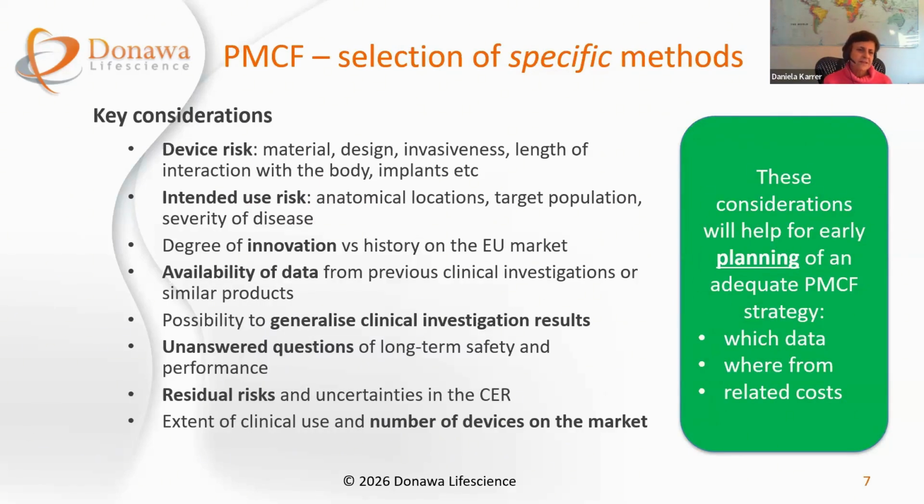But the device risk, it's the risk classification that takes into account the material design, invasiveness, length of interaction with the body, whether it's an implant or not, etc. And that's in a way embedded in the device risk classification. But then there's a risk regarding the intended use. So what is the anatomical location or the target population? Are there vulnerable subjects that may receive treatment with the device, children, for example? How severe is the disease that is being treated or diagnosed?